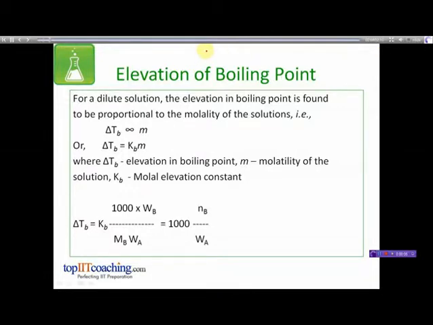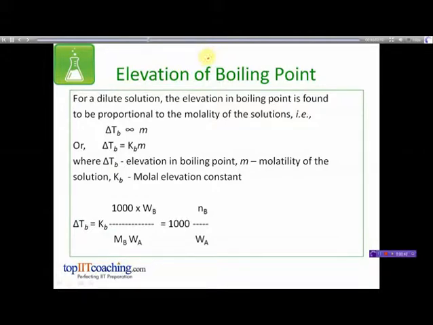Our next colligative property is the elevation of boiling point. We know that the boiling point of a liquid is the temperature at which the vapor pressure of the liquid becomes equal to the atmospheric pressure. Now, when a non-volatile solute dissolves in the solvent, its vapor pressure decreases, that is, the concentration of solvent decreases, because there is no contribution from the non-volatile solute to the vapor pressure. Therefore, we can conclude that if the solution is to be brought to the boiling point, we have to raise its temperature more as compared to that in the pure solvent.